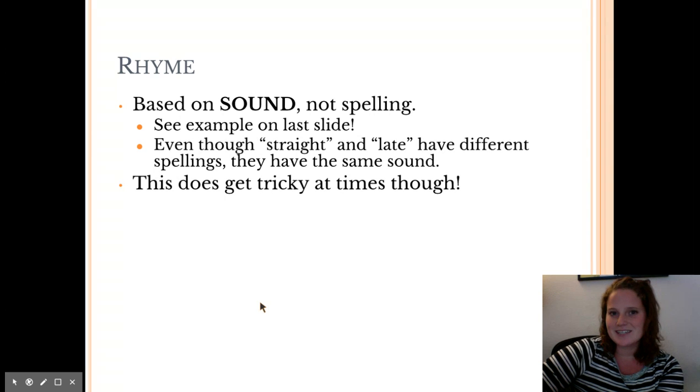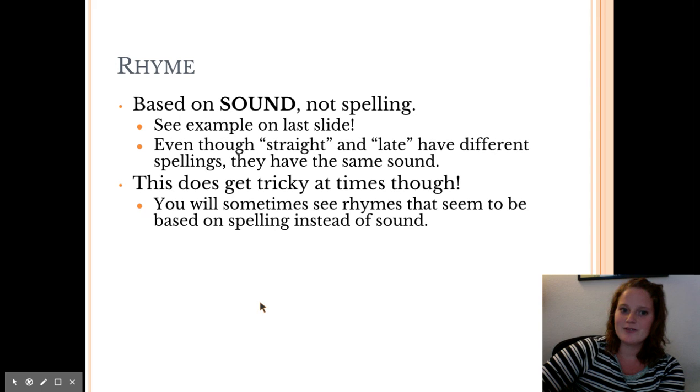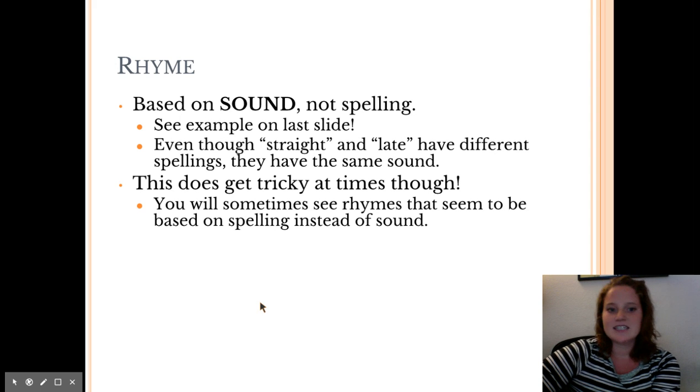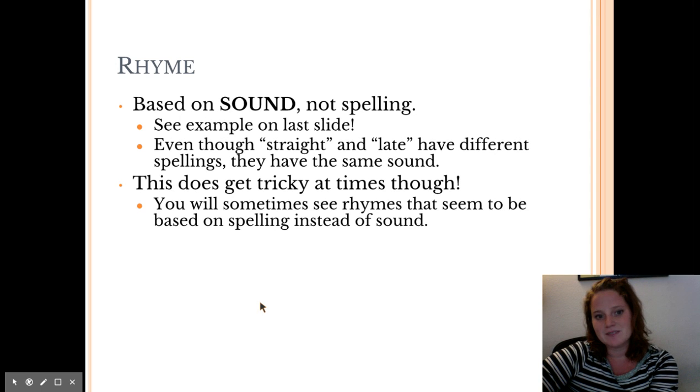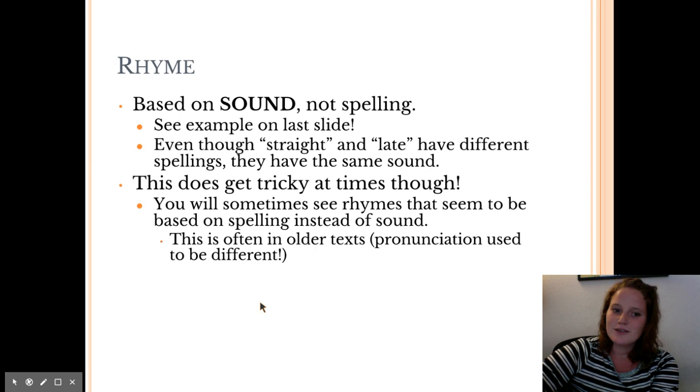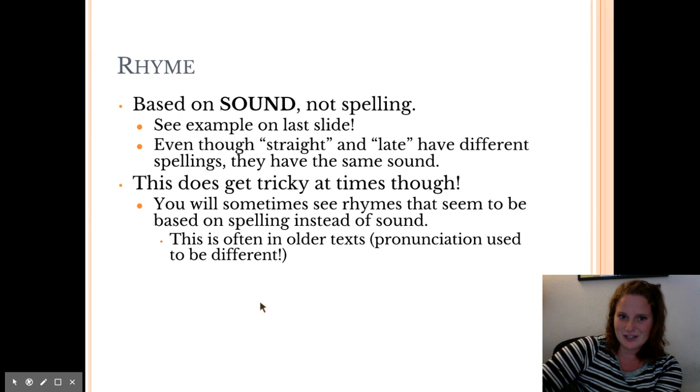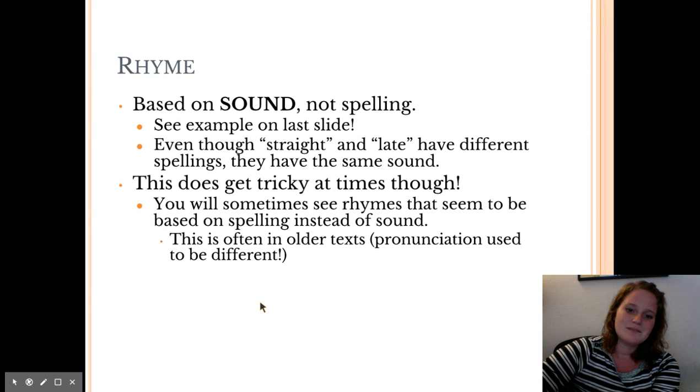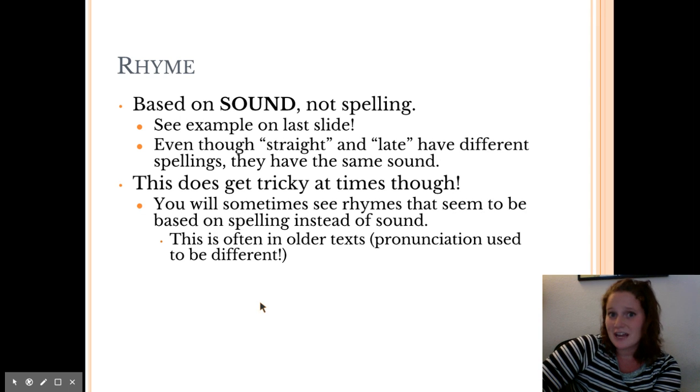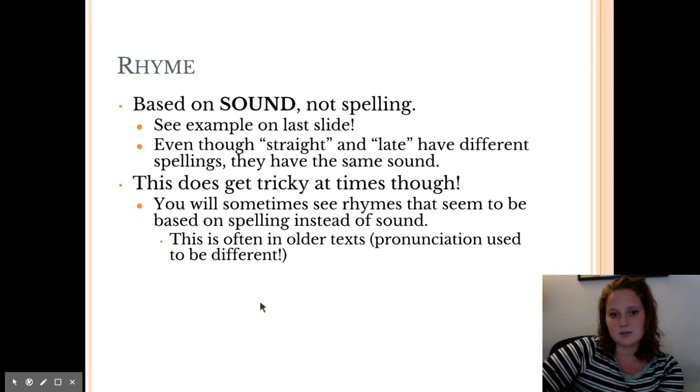At times, this can get a little funky, and the reason it can get funky is that sometimes rhymes might be based on spelling instead of sound. Really, the only time this happens is in very old text when pronunciation used to be different. So just because we don't say the words exactly the same now as we did in the 1500s, those 2 words that look like they rhyme should have rhymed then when they were pronounced a little bit differently.